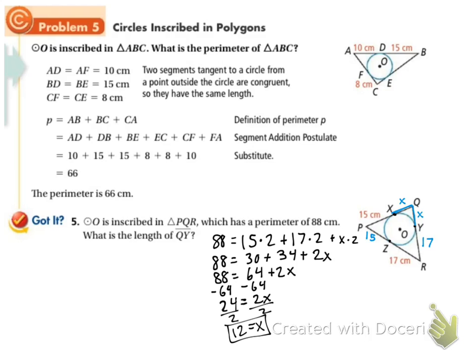Okay, if you would rather set it up like this, you could. If the multiplying confuses you, you could do 15 plus 15 plus 17 plus 17 plus x plus x. That would also work, okay? Same thing.